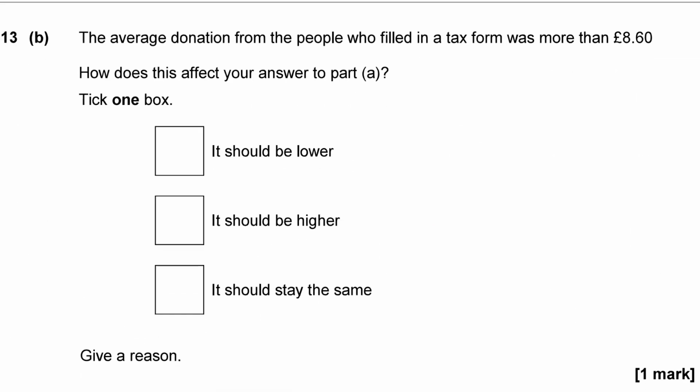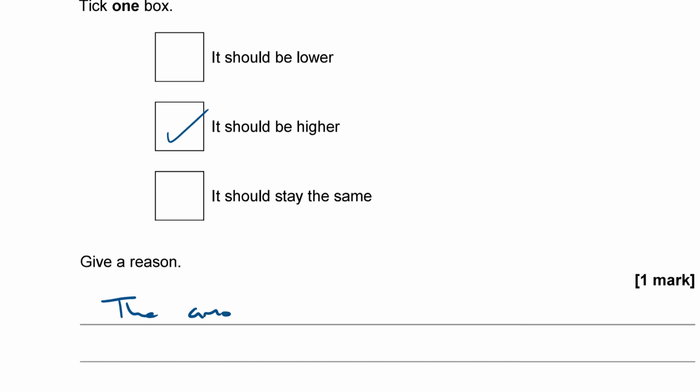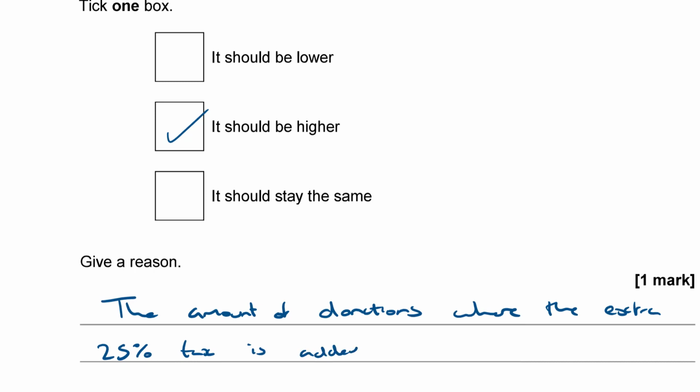So I'm going to tick it's going to go up, or it should be higher. And my reason is the amount of donations where the extra 25% tax is added has been increased. Okay, so the proportion of the money that we're paying the extra 25% tax on is increased, so overall the amount of money that is raised is going to go up slightly.